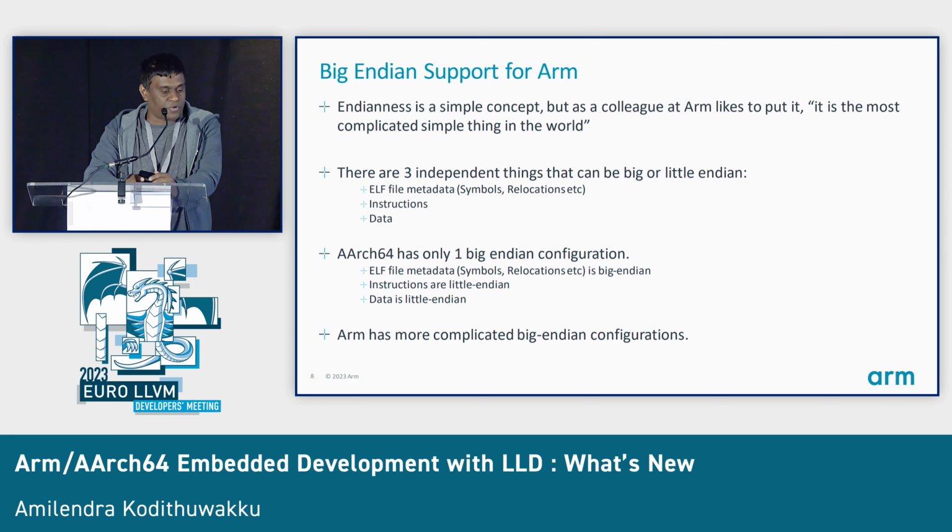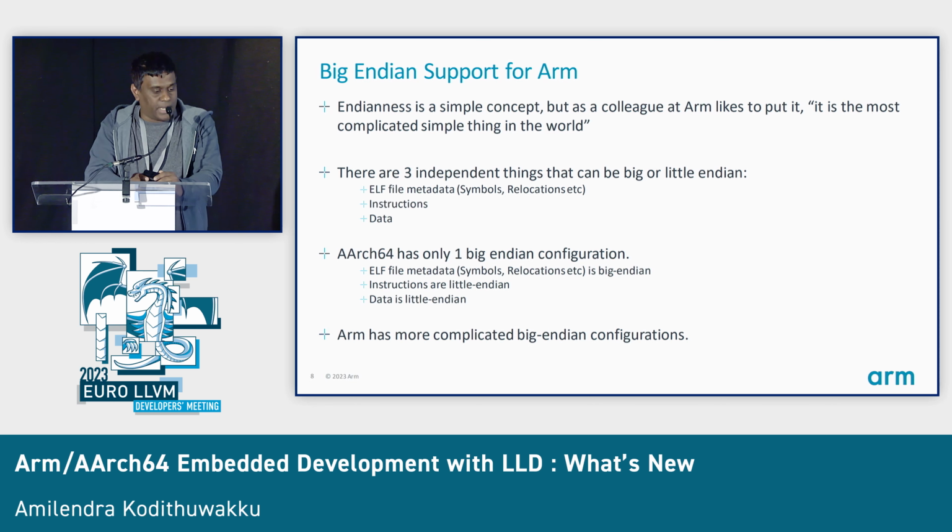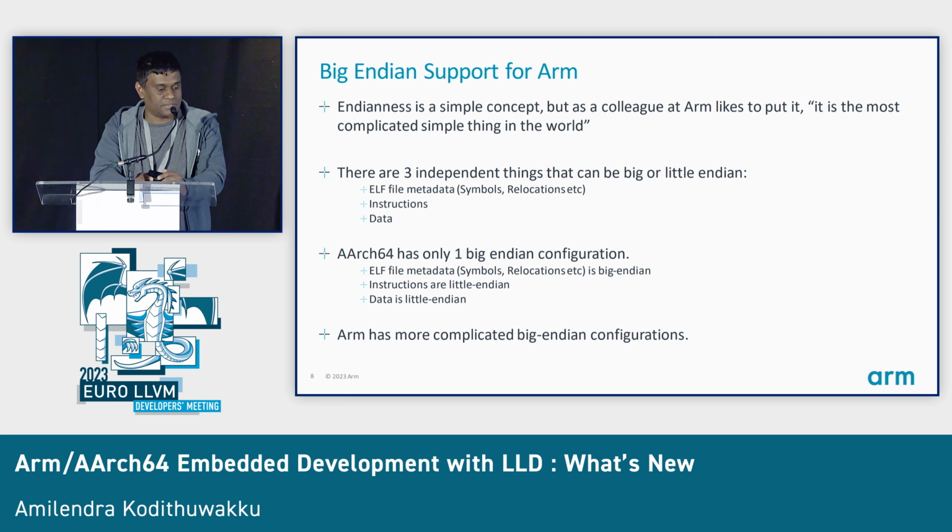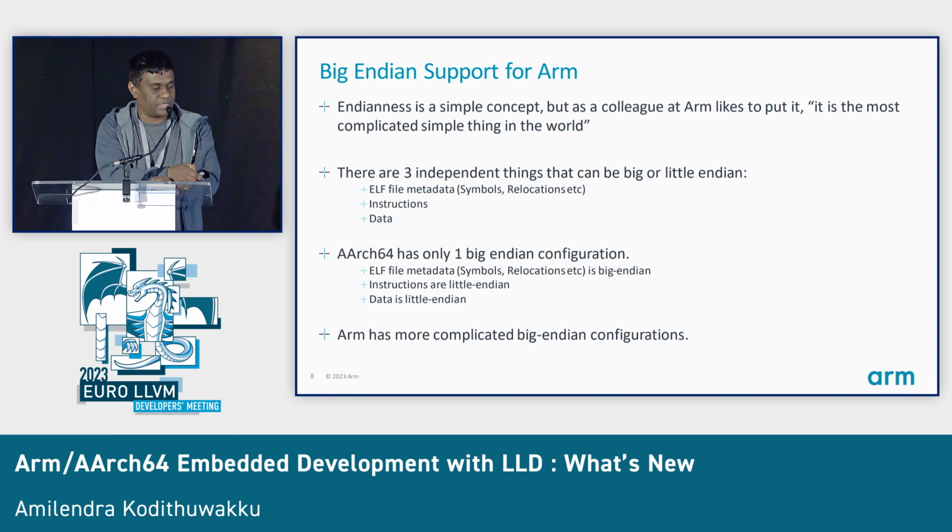Big Endian support for ARM. Endianness is a very simple concept, but it's the most complicated simple thing in the world, as a colleague at ARM likes to put it. There are three independent things that could be big or little Endian: ELF file metadata, instructions, and data. AArch64 has only one big Endian configuration, and the ARM architecture has more complicated configurations.